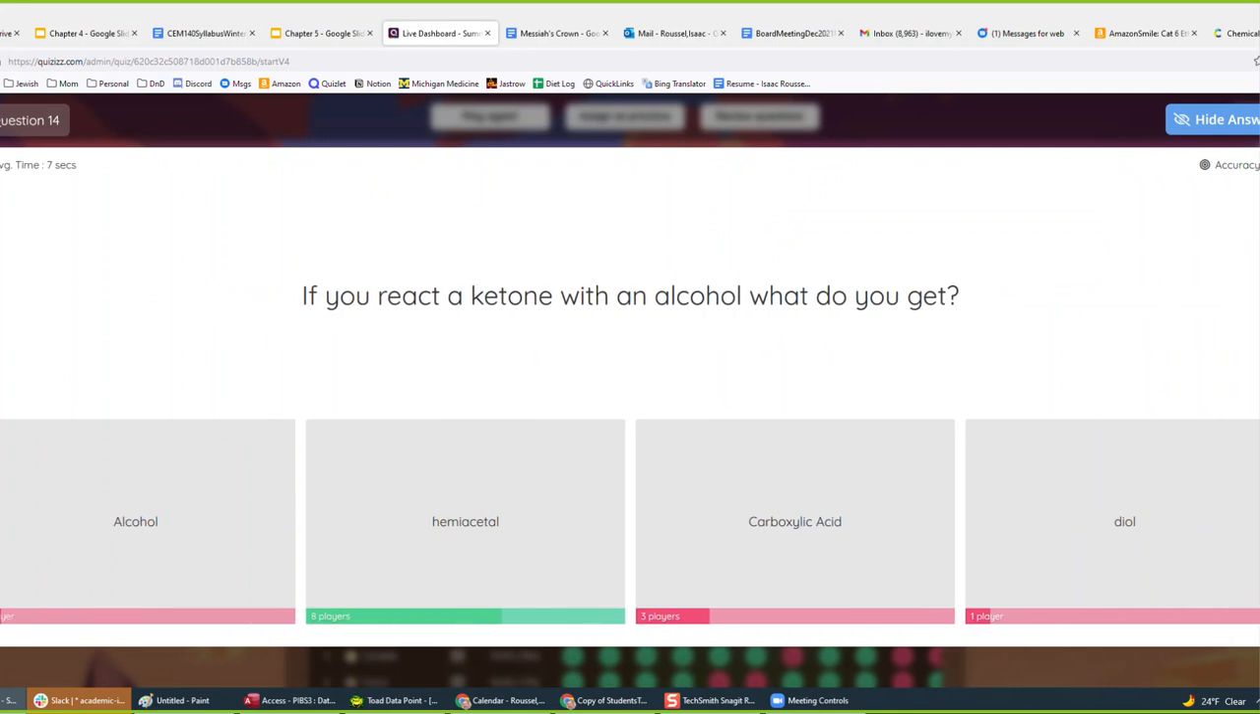And then last question, if you react a ketone with an alcohol, what do you get? It looks like most of you got it right. You're going to get a hemiacetal, adding an alcohol onto a ketone. So you can go back and look at the slides from last week and see those. Okay, any questions there?